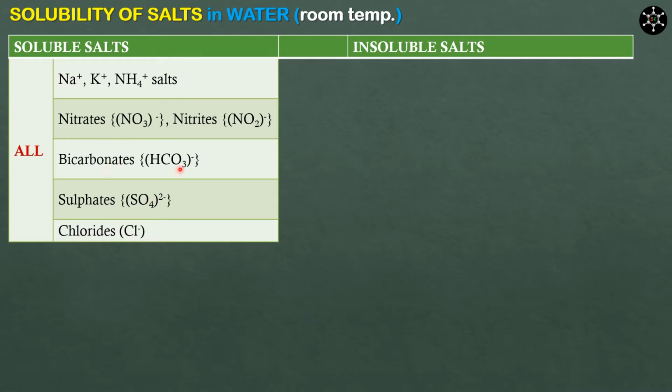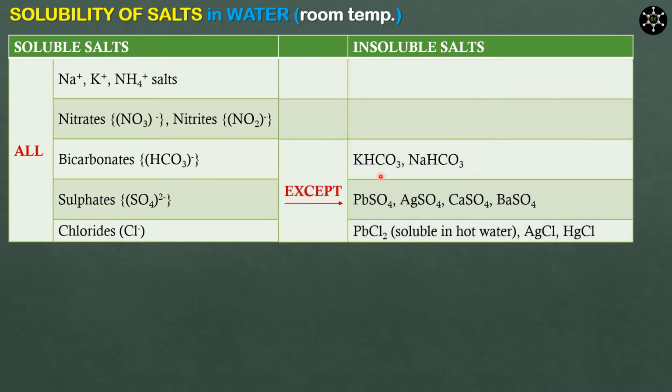All bicarbonate salts are soluble in water except potassium and sodium bicarbonate. All sulfate salts are soluble in water except lead, silver, calcium and barium sulfate. All chloride salts are soluble in water except lead, silver and mercurous chloride. Lead chloride is insoluble in water at room temperature but is soluble at higher temperature, meaning it becomes soluble in hot water.